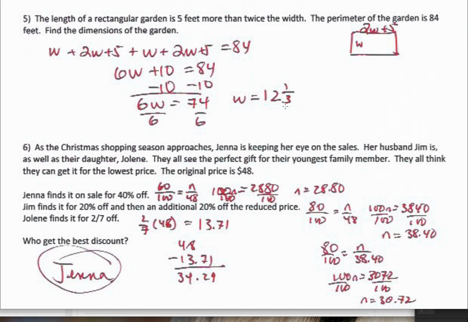It says find the dimensions. I didn't put the dimension down here. Bad mistake. The length on this one works out to be 24 2/3, and then plus 5 is 29 2/3. So the length works out to be 29 2/3.